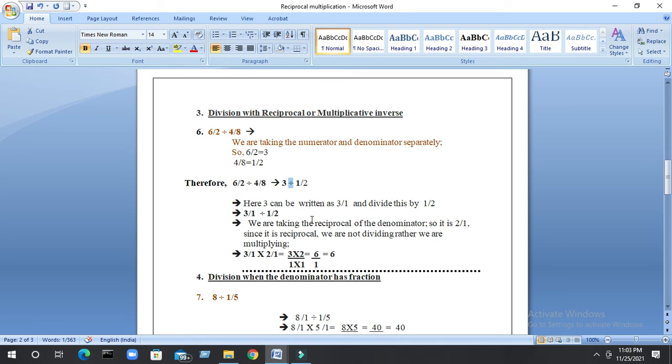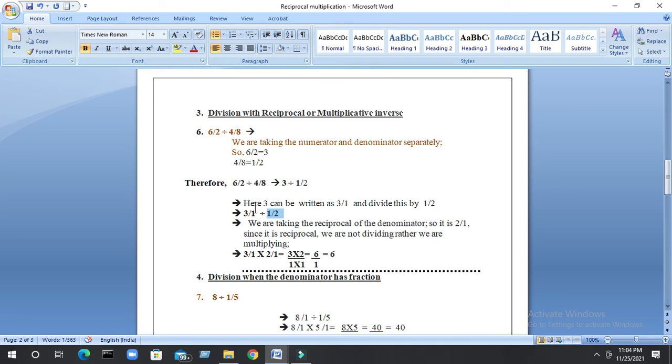So here comes the matter of taking the reciprocal. Where do we take the reciprocal? We take it only on the denominator. When do we take the reciprocal? When in the denominator, it's a fraction. Got my point? So here if you see, in the denominator I have 1 by 2. So I go for the multiplicative inverse or the reciprocal.